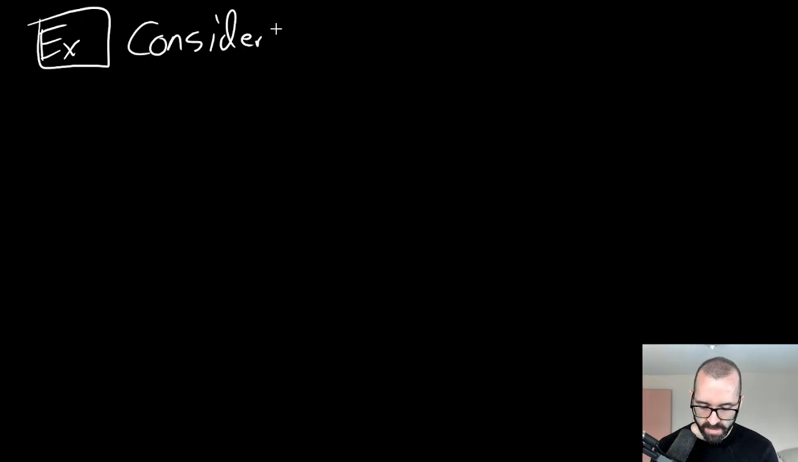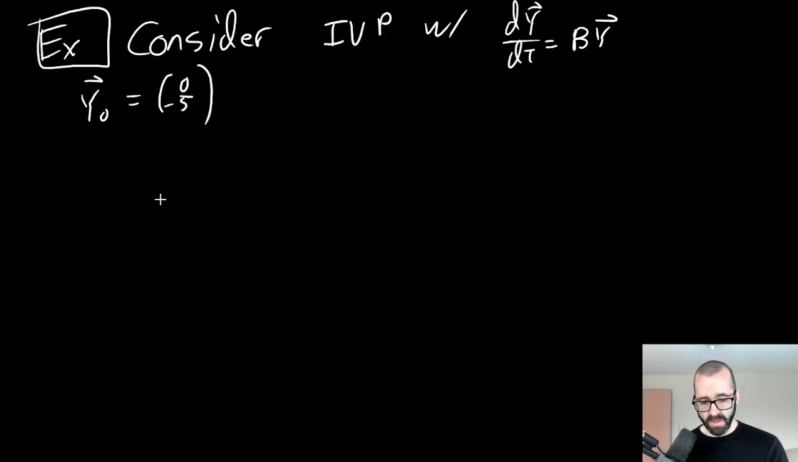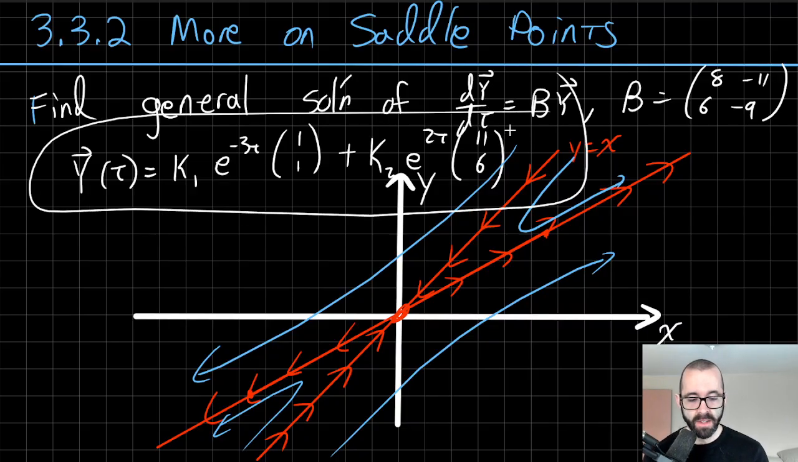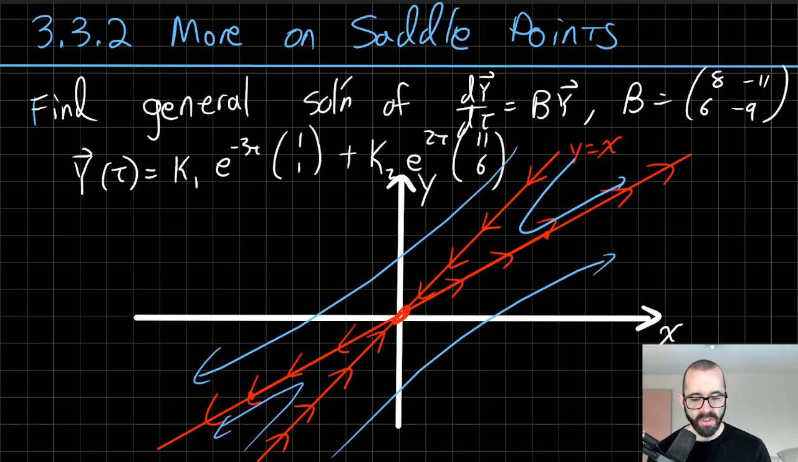Consider the initial value problem. That's the same ODE. I'm going to be a little lazy. So, right, it's still dy/dt is B times y, same B. And our initial condition is y(0) equals (0, -5). So we could use this initial condition to find what K1 and K2 have to be. Or we could do qualitative analysis, like use our qualitative analysis to say exactly what's going to happen here. So let's do both.